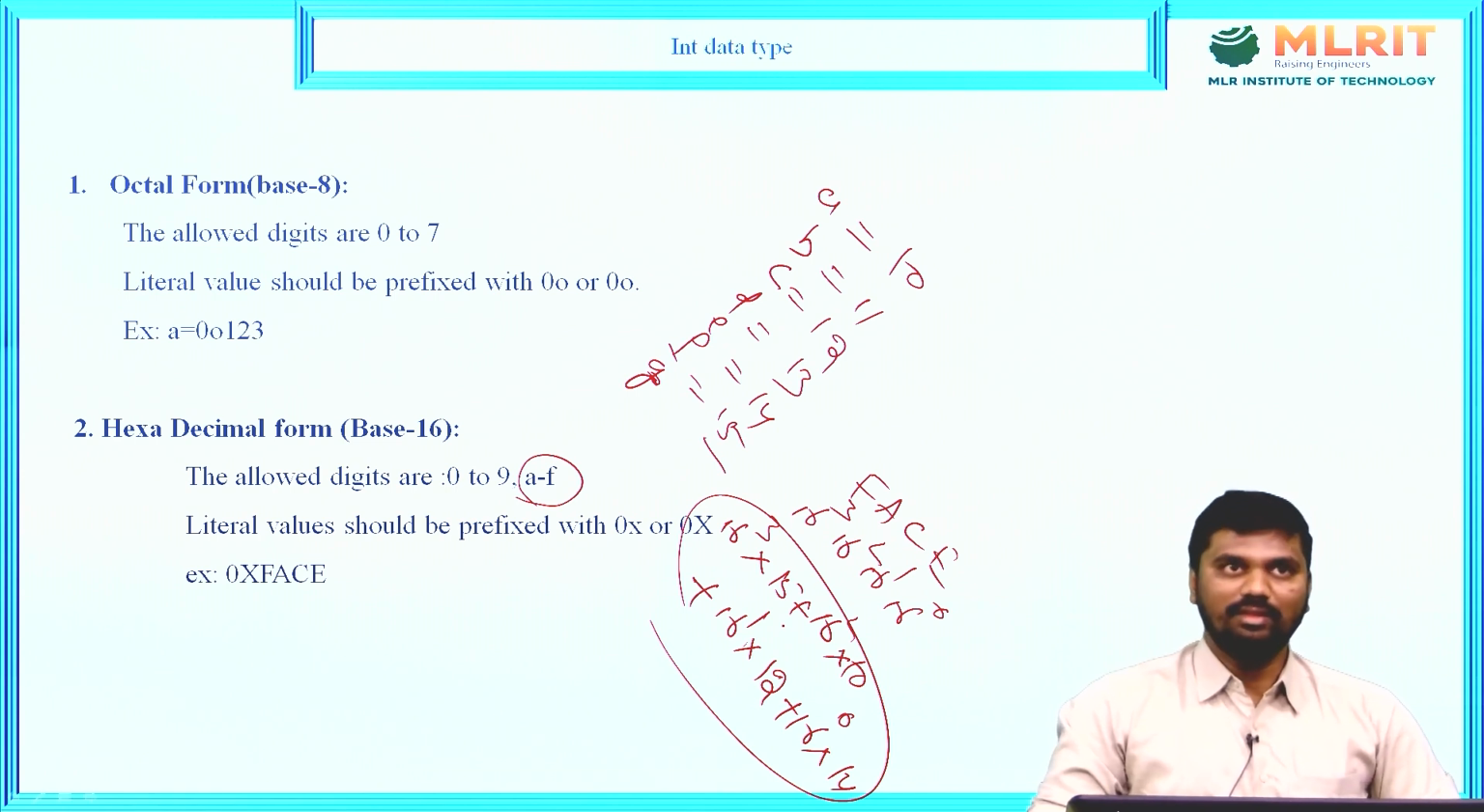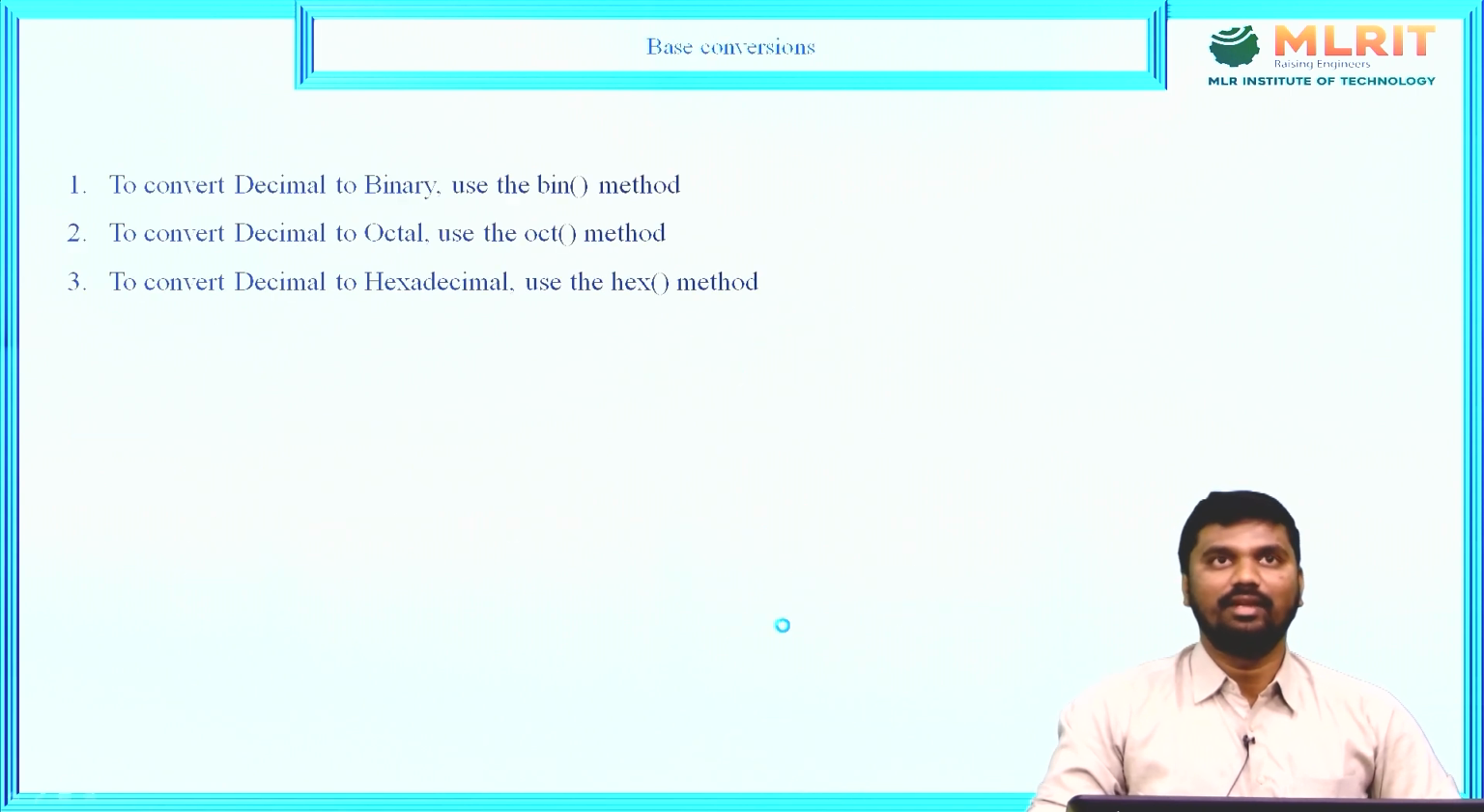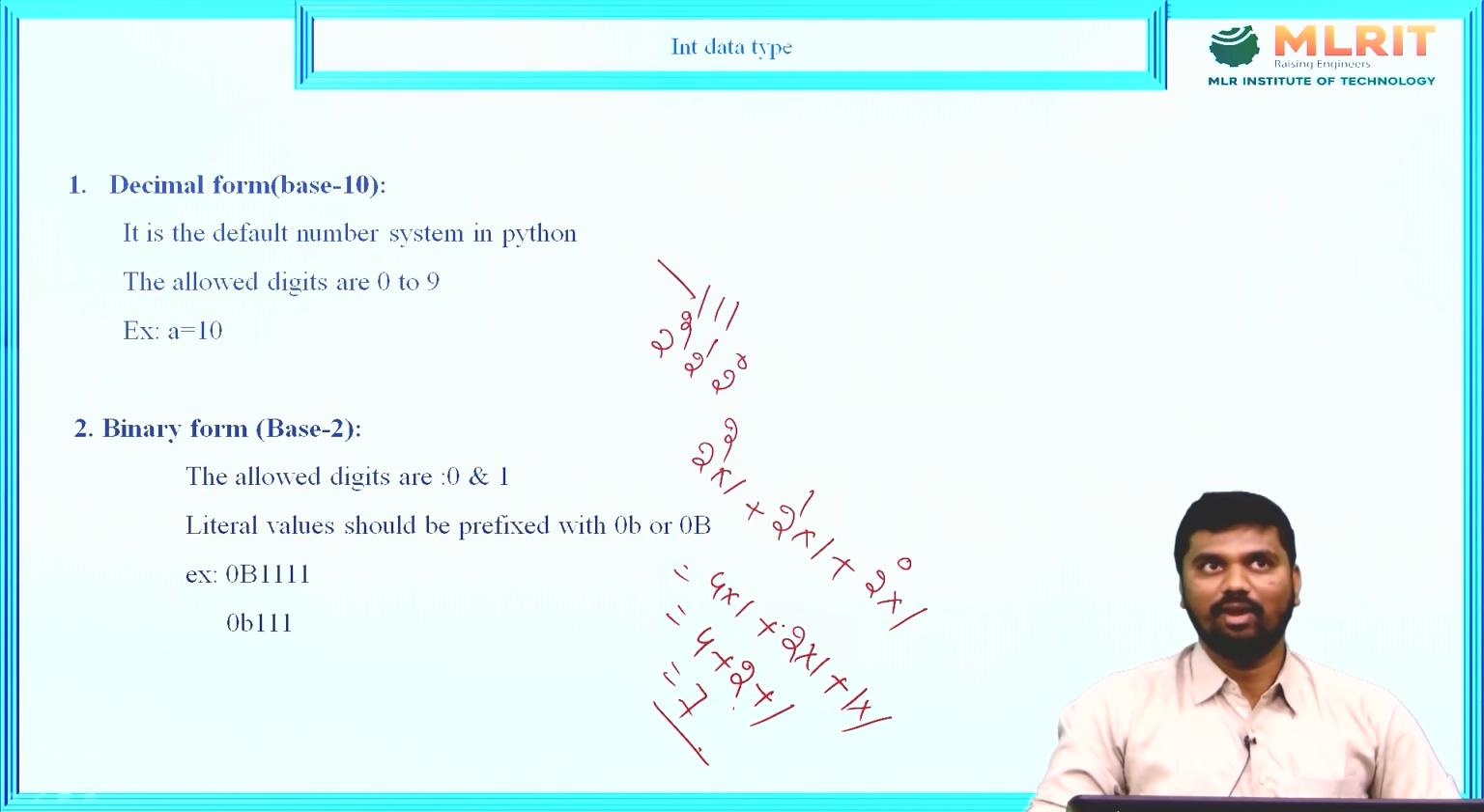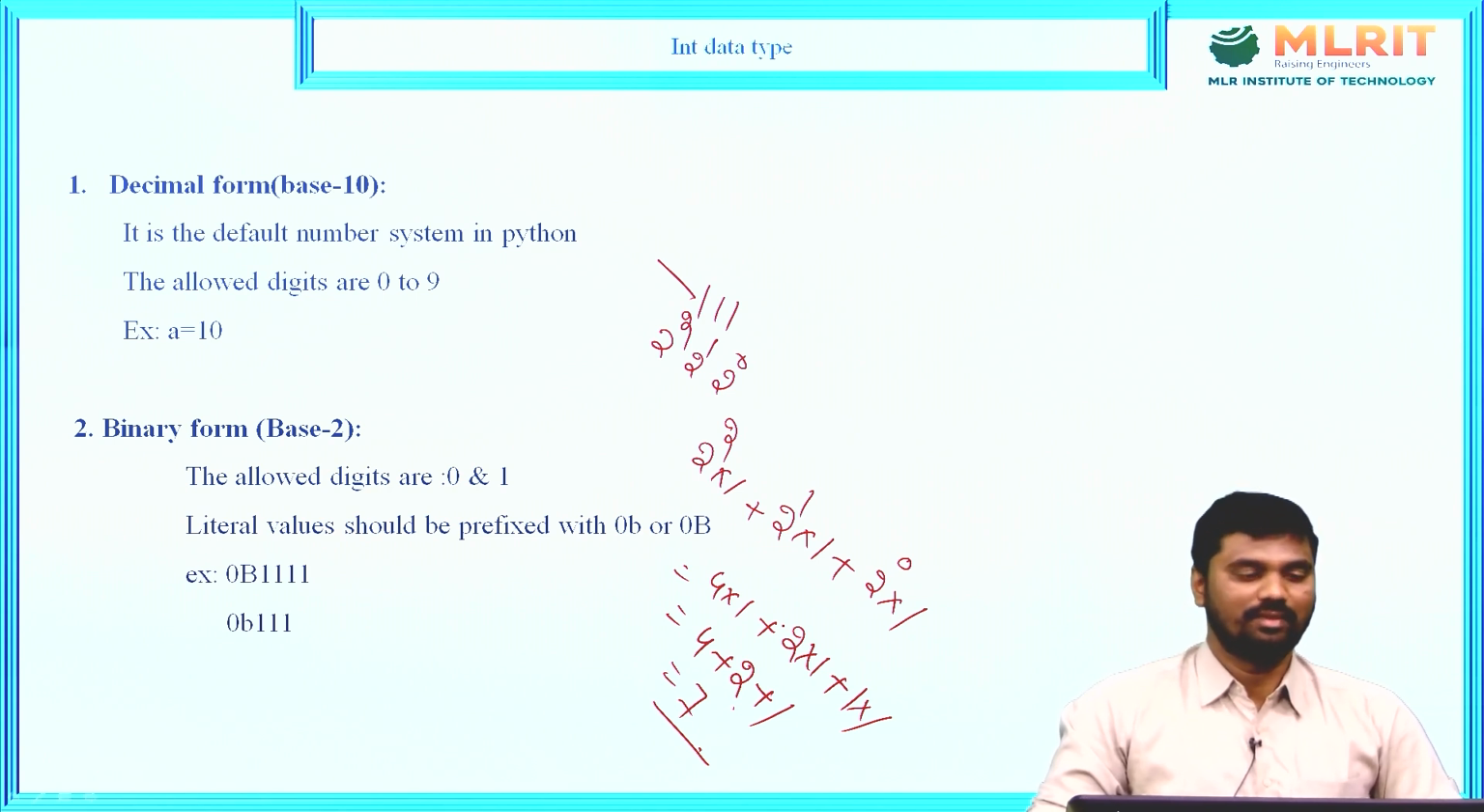So in these 4 ways we can represent the int values. But by default, in which form are we going to represent? Decimal form, and the base value is 10. We can also represent int values in binary form, but you have to add the prefix 0b, with a small b or a capital B.